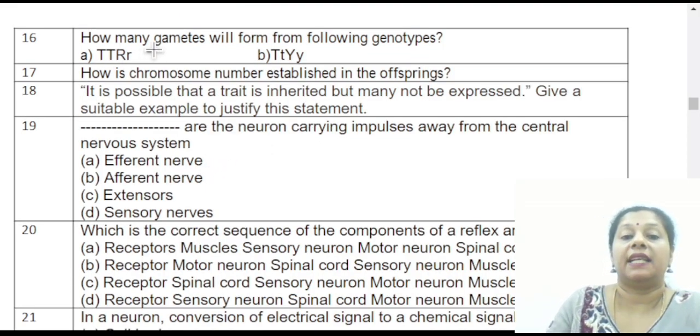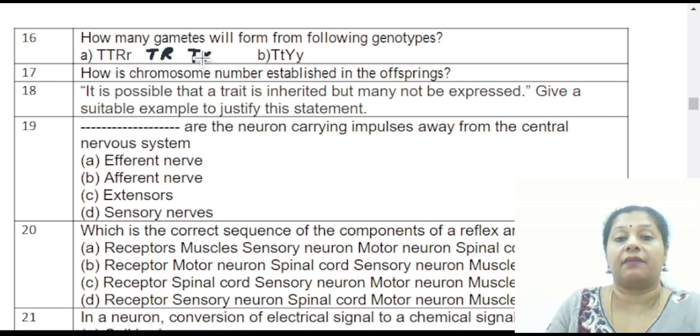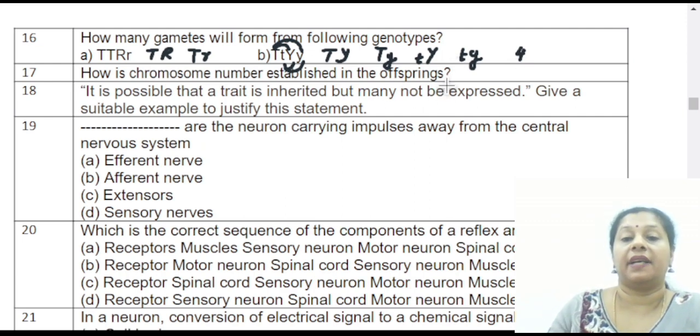So here we will get capital T, capital R and capital T, small r. So two gametes are forming, whereas here capital T, capital Y. So we can take it like this. Then capital T, small y, small t, capital Y, small t, small y. 4 types.